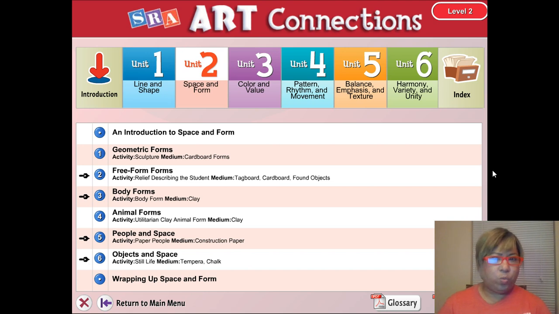Hi, guys. We are on Unit 2, Space and Form. Last week we talked about free forms. Today we're going to be talking about body forms. So let's check it out. A short lesson.